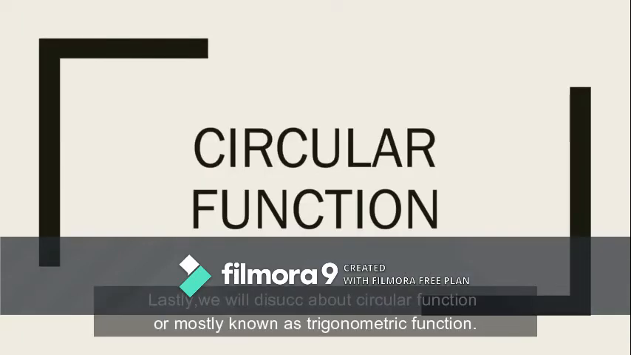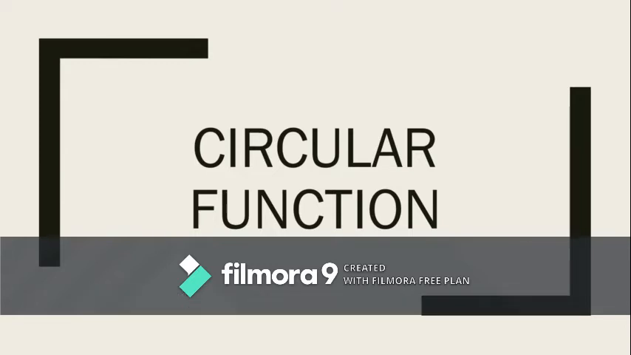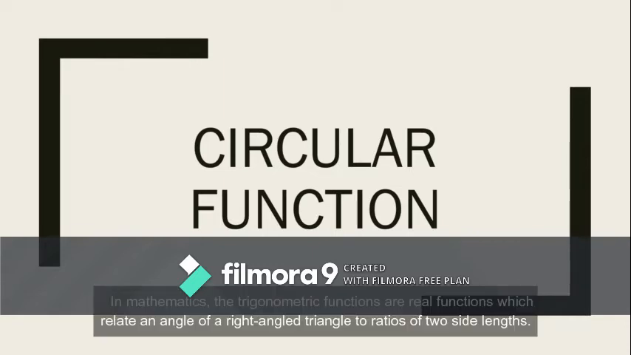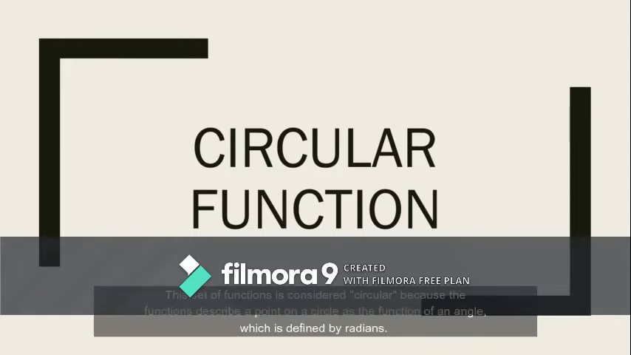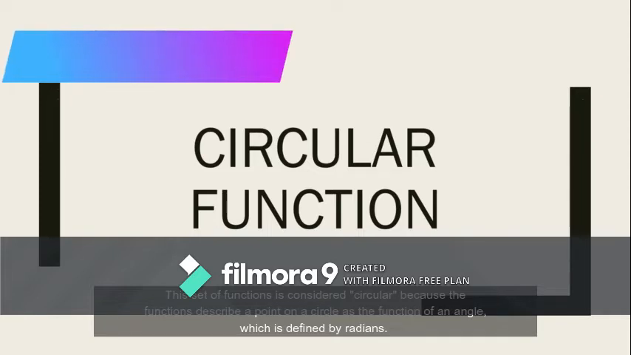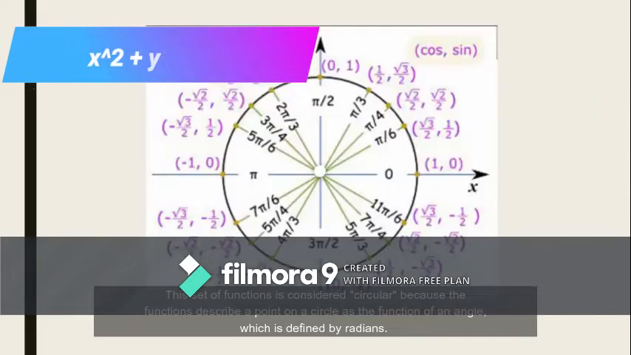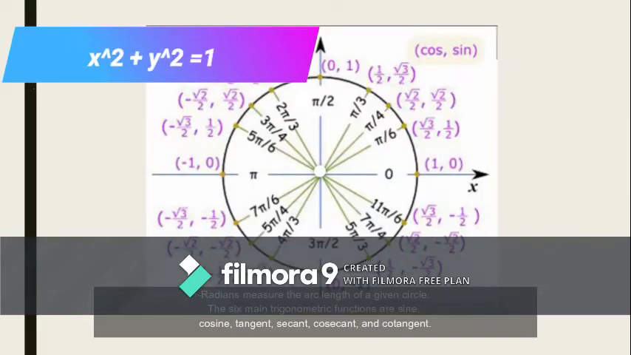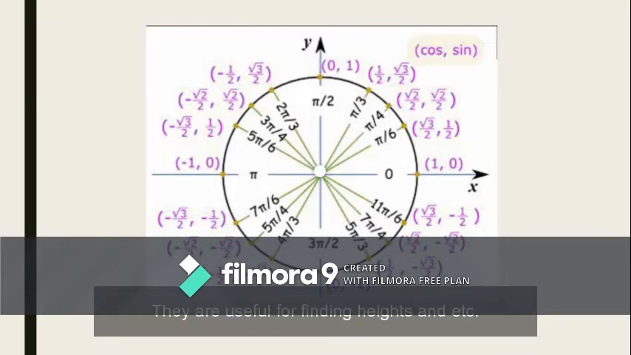Lastly, we will discuss circular function, or mostly known as trigonometric function. In mathematics, the trigonometric functions are real functions which relate an angle of a right-angled triangle to ratios of two side lengths. This set of functions is considered circular, because the functions describe a point on a circle as the function of an angle, which is defined by radians. Radians measure the arc length of a given circle. The six main trigonometric functions are sine, cosine, tangent, secant, cosecant, and cotangent. They are useful for finding heights and so on.